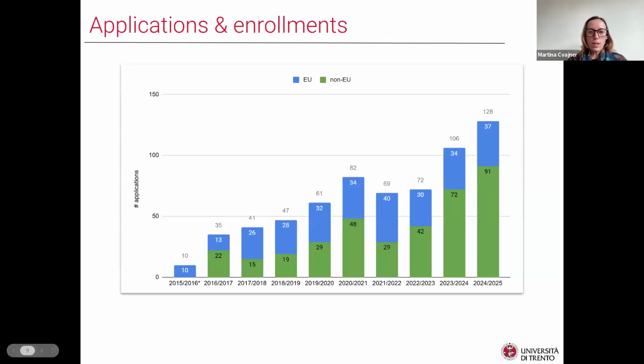So we'll quickly show you 2 charts that show how the master's history has been going in terms of applications and enrollment. As you see, our classes are composed of EU and non-EU applicants. They are more or less balanced across the years, but what you see from this slide is that the application numbers have been constantly growing over the years.